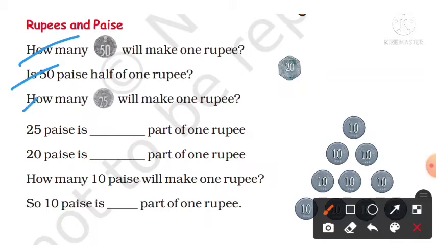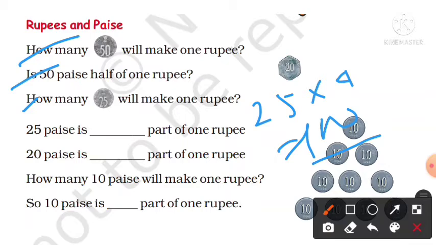Next is, how many 25 paisa will make 1 rupee? Very simple. 25 into 4 is equal to 100, and 100 paisa means 1 rupee. So that means 4 25 paisa make 1 rupee. Next, 25 paisa is dash part of 1 rupee. What part? It will be 1 by 4 part.